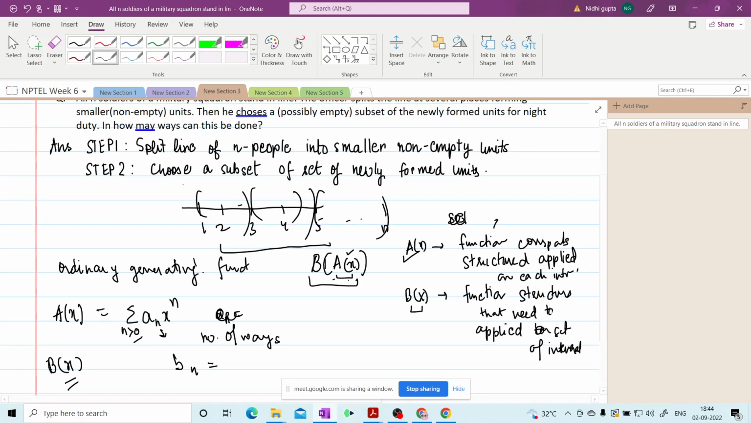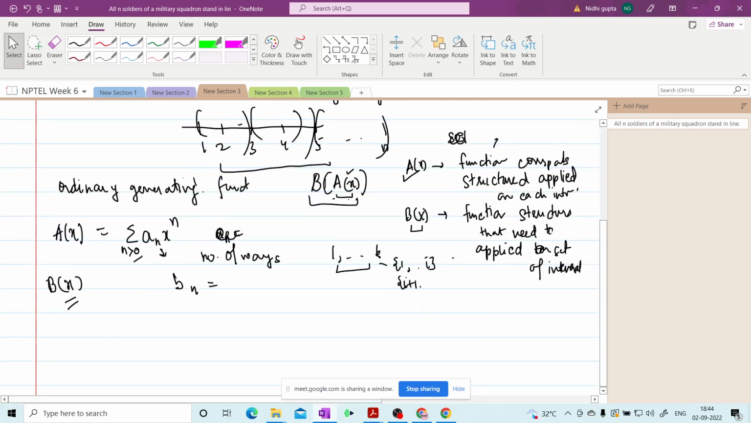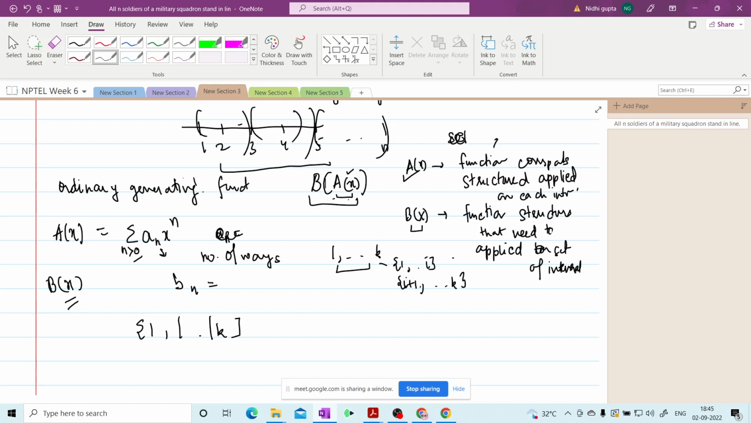Now suppose we have 1 till k, and we divided it into two sets, say 1 to i and i plus 1 till k. What are we supposed to count first? First we are splitting this line into some places. One such composition is this: I have split my line like this. Then what is the second step?